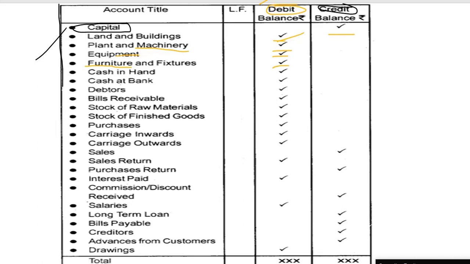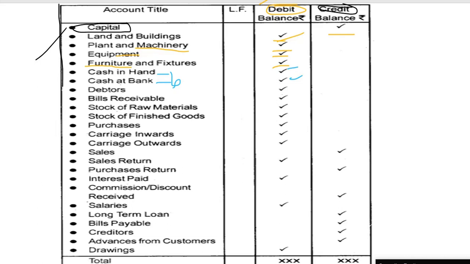Next, cash in hand. By keeping the cash in our hand we are not getting any profits, so it is an expense. Cash in hand and cash at bank, both of these are expenses. Cash is a real account, so cash in hand and cash at bank both come under the debit. So next, debtors.